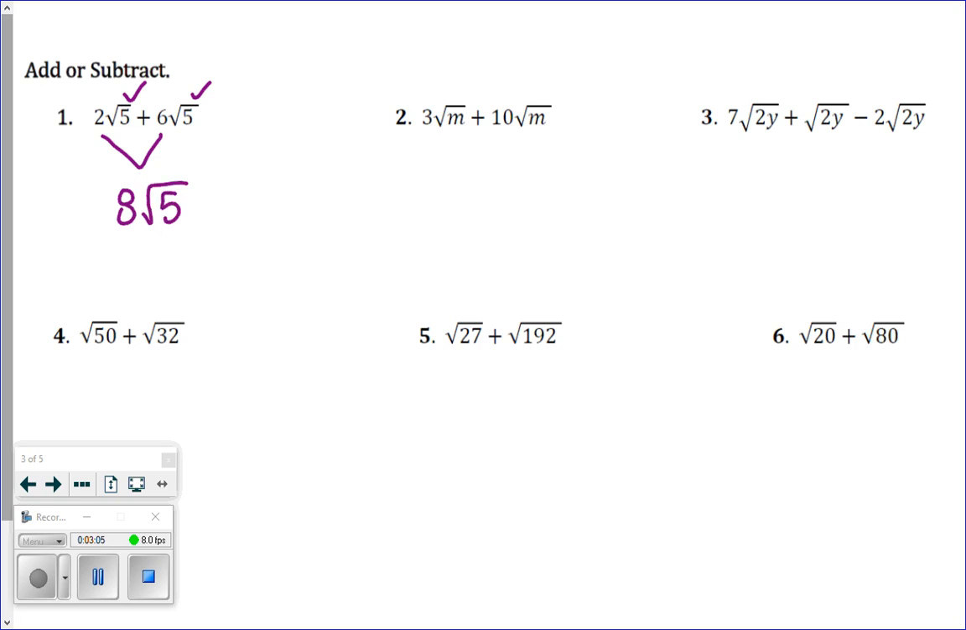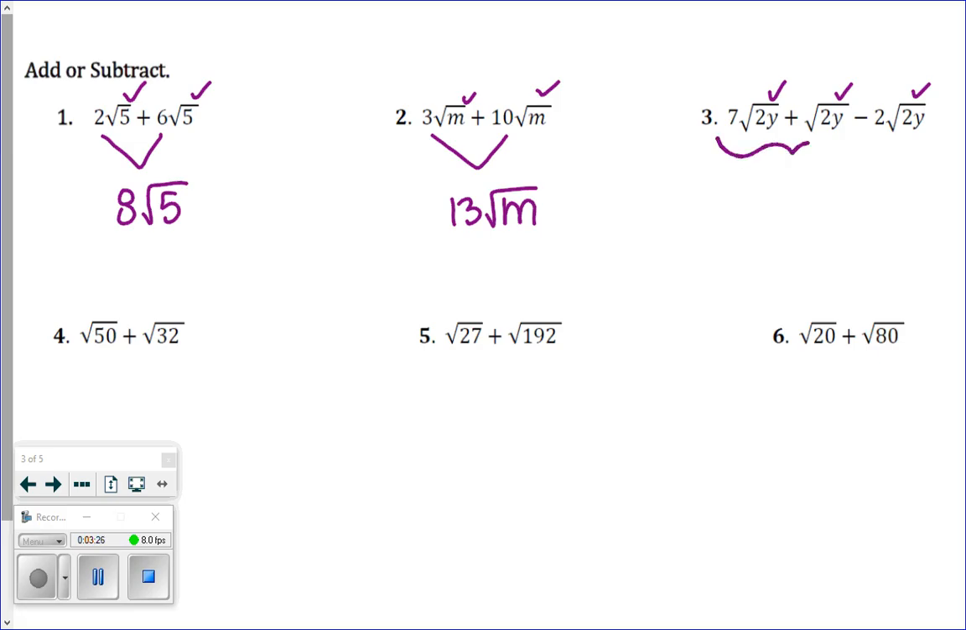Same thing on number 2, square root of m, square root of m. Those are a match, so I can add these two radical terms. 3 plus 10 is 13 square root of m. On number 3, I've got a square root of 2y, square root of 2y, square root of 2y. These are all a match, so I can combine all of those.